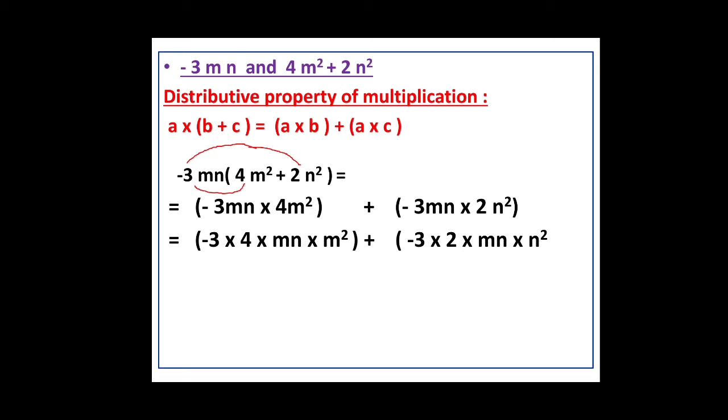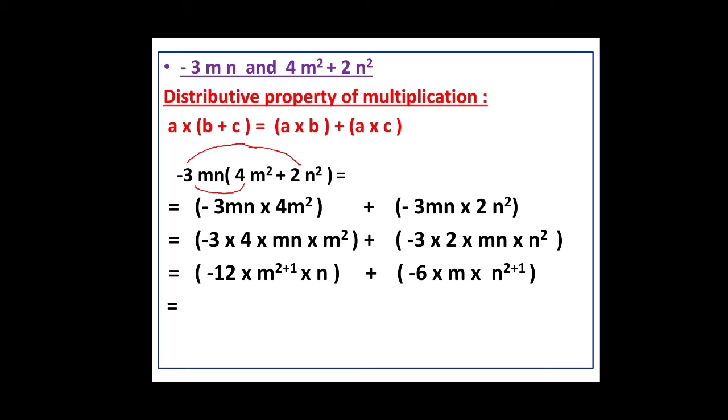So here what we have to do? While you are having the powers of the variables, we have to add them. So minus 3 into 4 gives minus 12 into m to the power of 2 plus 1, because m is having 2 plus 1 as the exponents, into n, plus minus 3 into 2 gives minus 6 into m n to the power of 3 or n cube, n square plus 1, which gives n cube.